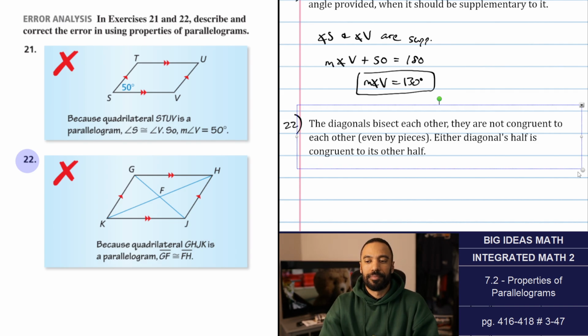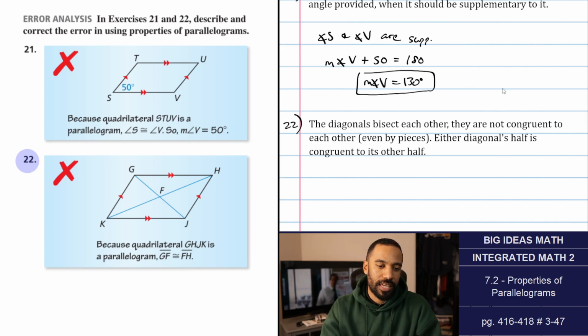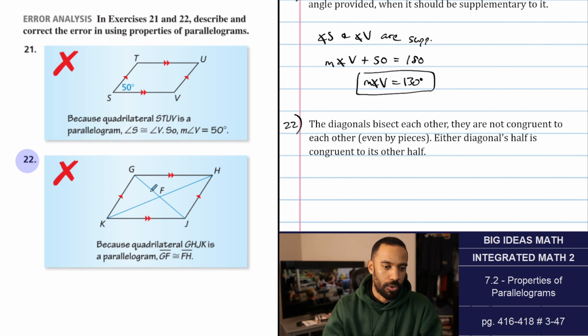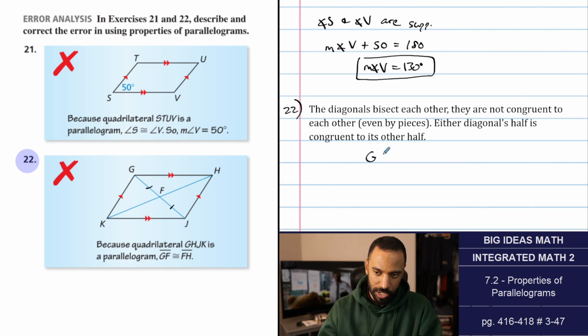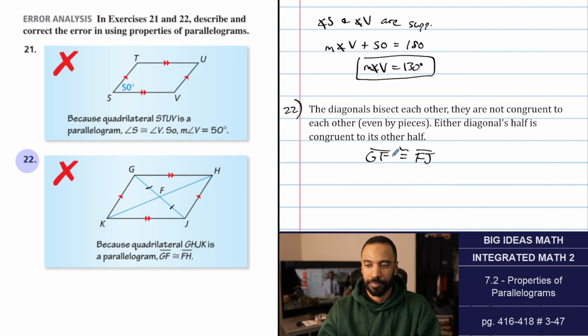Now, how do we correct it? I guess we say because this GF is congruent to what? Instead, we'll say FJ. So diagonals bisect each other. These two will be congruent to each other there. And then HF and FK. So here, instead of saying that, let's say GF is congruent to segment FJ. Like so. Okay.